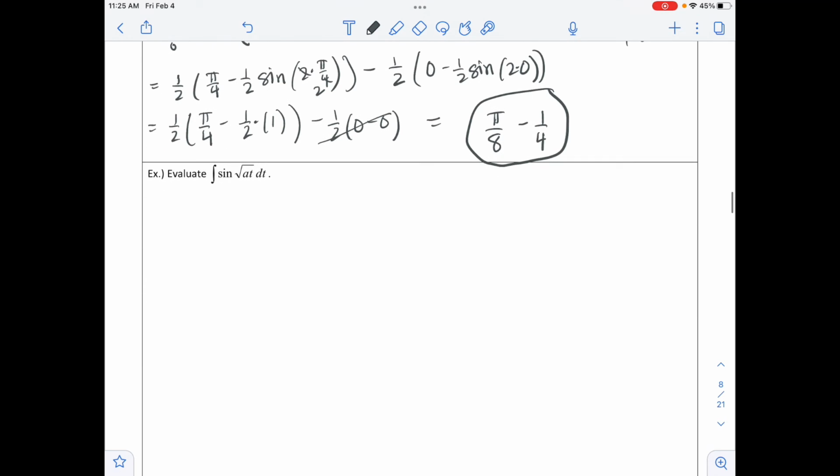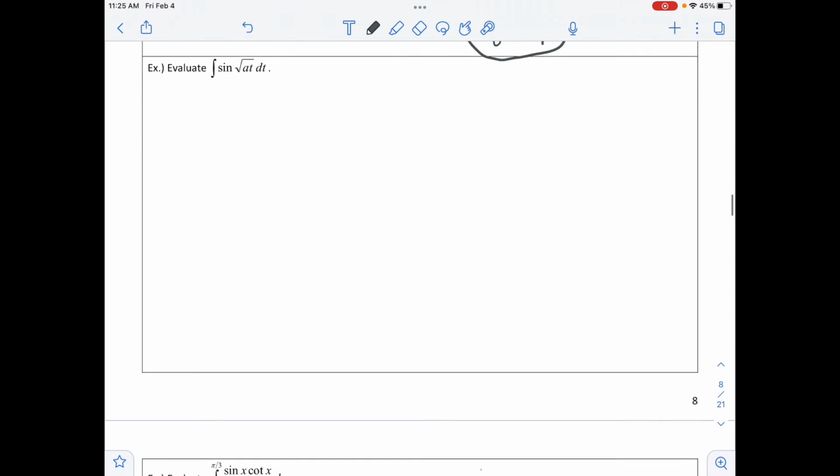The next example says evaluate sine of the radical of at dt. And in this problem, a is just a constant. So I'm going to see if I can rewrite this in terms of sine of x or sine of theta. I'm going to let x equal the square root of at, just to see if I can simplify this somehow. That means that x squared is equal to at, since I squared both sides.